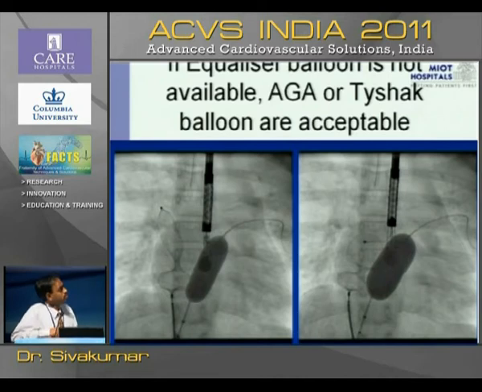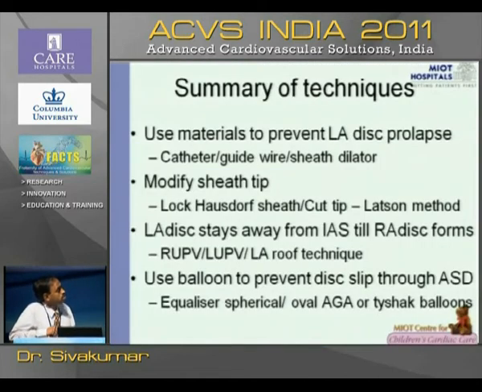To come to a summary of the techniques, the first four years we were using certain materials to prevent the left atrial disc prolapse, like the catheter, guide wire, sheath dilators and all. Then in the next about 3 years, we started modifying the sheath tip with either the Lock-Hausdorff sheath or the cut tip, that is the Latson's method.